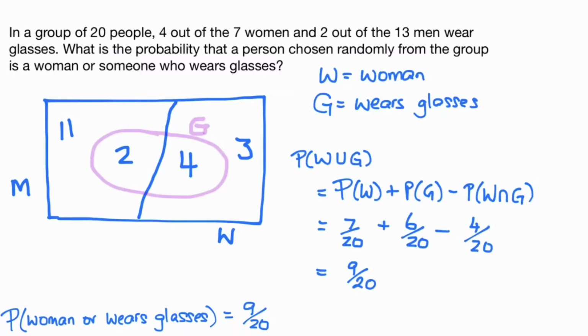And then probability of W intersect G is the probability of selecting someone who is a woman and who wears glasses. And so there are 4 women who wear glasses out of the 20. And so the probability of W intersect G is 4 over 20. And so the formula says we take 7 over 20 plus 6 over 20 minus 4 over 20. And this gives you 9 over 20, which is the same answer as our first method. So sometimes there are questions that can be solved in different ways, and this is one such question.